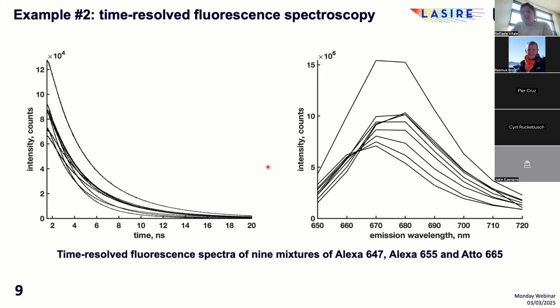The first practical example I'm going to show you regards a set of time-resolved fluorescence spectral data we collected in our lab on 9 mixtures of 3 fluorescent dyes, Alexa 647, Alexa 655, and Alexa 665. For every mixture, 8 distinct fluorescence decays were recorded at 8 different emission wavelengths, which resulted in a three-way dataset of dimension 9 samples times 2,500 time points times 8 emission wavelength channels.